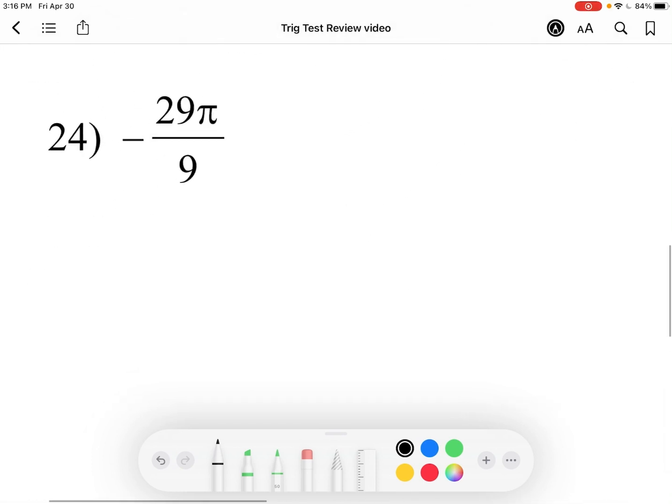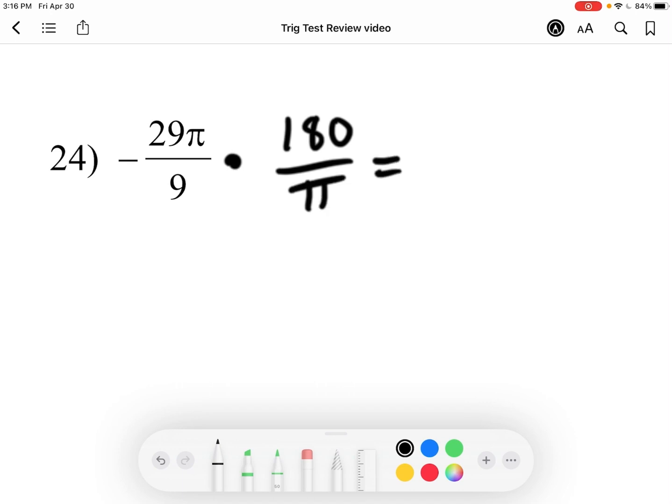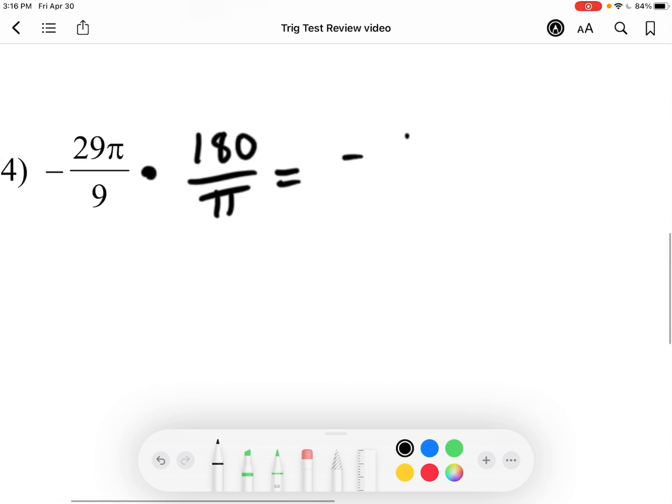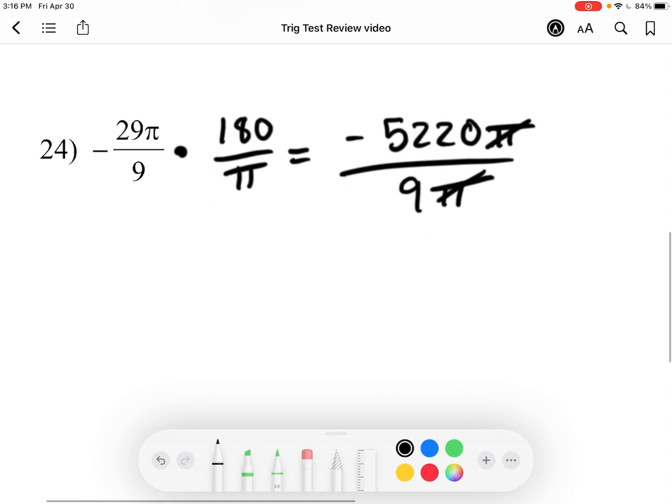And then for the last one, number 24, we again multiply by 180 over pi. So we're going to do negative 29 times 180, and we get negative 5,220 pi over 9 times pi, which is 9 pi. The pi's cancel each other out, and we're left with negative 5,220 divided by 9. Do that on your calculator, and you will get negative 580 degrees.